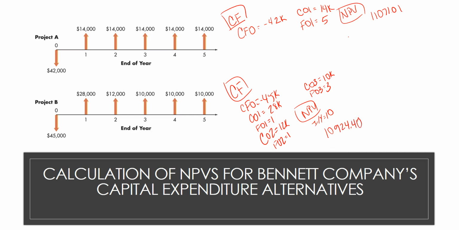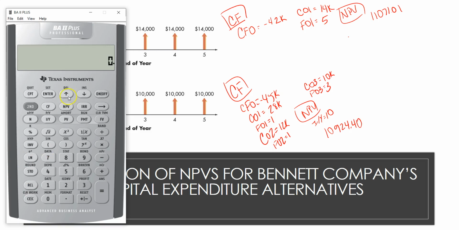$10,924.40. So let's work that on our financial calculator. I'm going to clear everything out, open my cash flow register, second clear work, enter in my cost. This project cost $45,000. Enter, down. Cash flow at time period 1, $28,000. Enter, down. Frequency of 1, so I skip that one. Cash flow at time period 2 is $12,000. Enter to save. Scroll down.